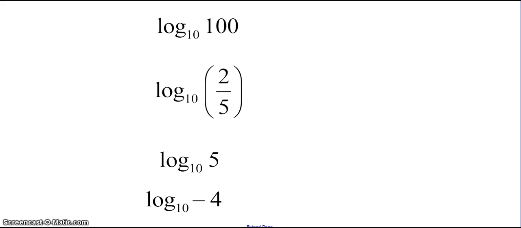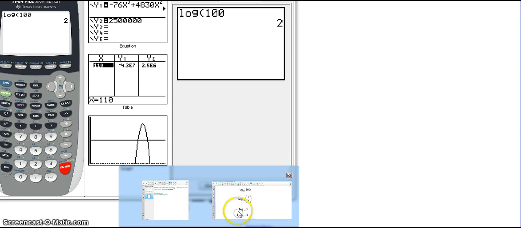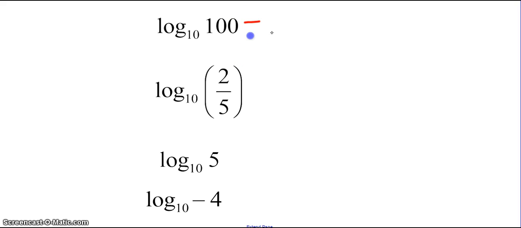Alright, so I want you to use your calculator to evaluate each of these three. The first one you actually should be able to do without a calculator, but just for practice you can use the calculator. So we don't need to type in the base because the log button is telling us base 10. So this is just saying log of 100. We hit enter, we get 2. That should make sense because we know 10 to the second power is 100. So I want you to go ahead and do the rest of these. Shouldn't take you very long. Unpause when you're ready to check your work.